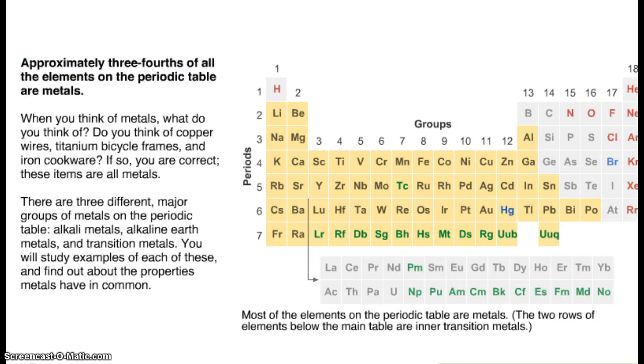Approximately 3/4 of all the elements on the periodic table are metals. When you think of metals, what do you think of? Do you think of copper wires, titanium bicycle frames, and iron cookware? If so, you are correct. Those items are all metals.